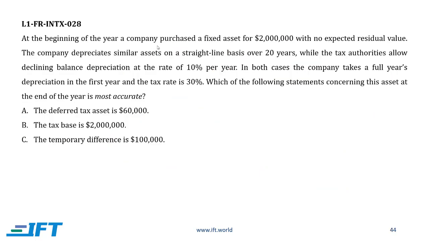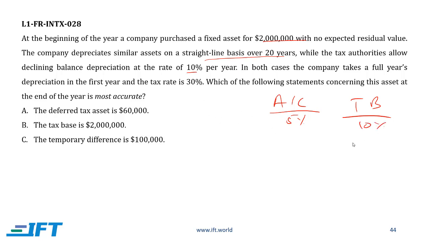At the beginning of the year, a company purchased a fixed asset for 2 million with no expected residual value. The company depreciates similar assets on a straight line basis over 20 years, while the tax authorities allow declining balance depreciation at the rate of 10%. Now, where would the depreciation be more, in your accounting books or in your tax books? In the accounting books, your depreciation rate is 5%. In your tax books, your depreciation rate is 10%.